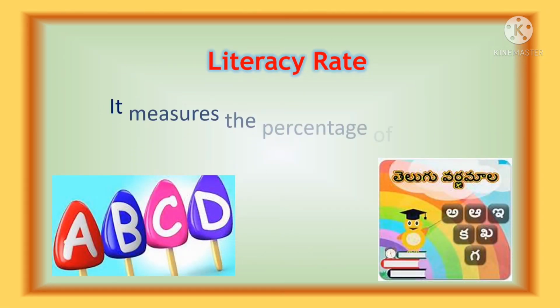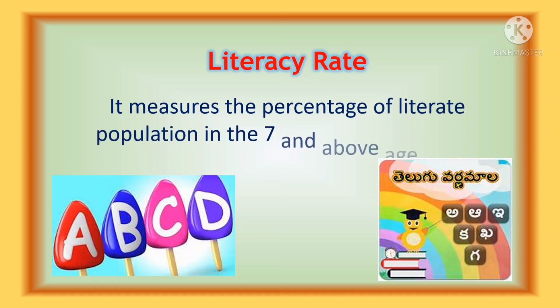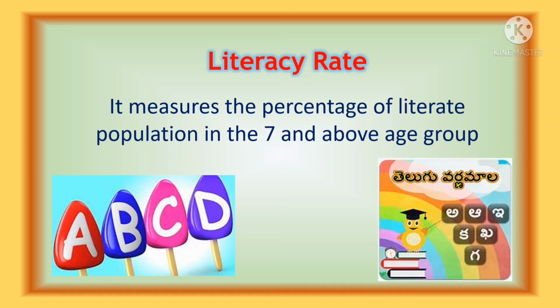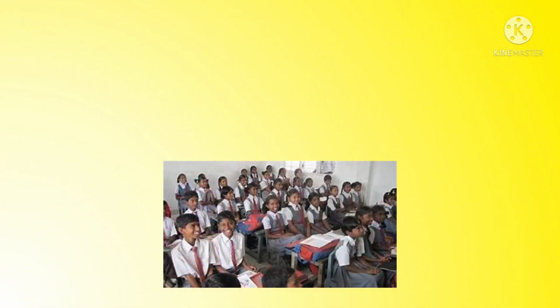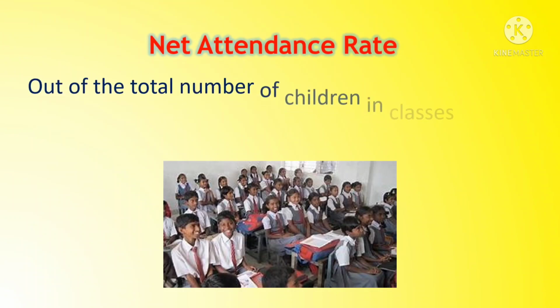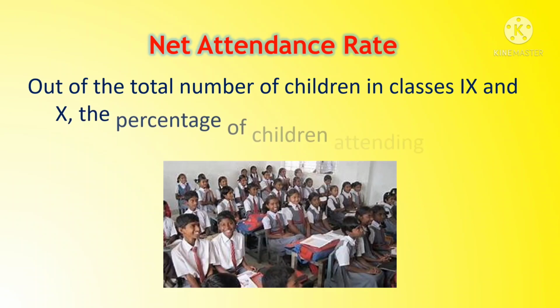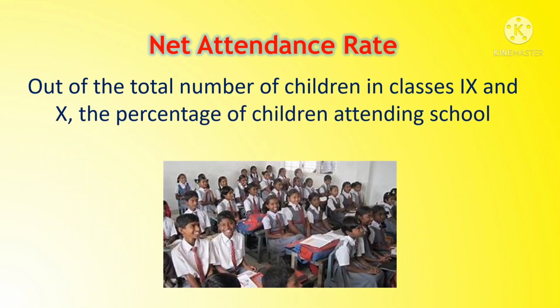The persons who are able to read and write in their own mother tongue are called literates, and the literacy rate measures the percentage of literate population in the 7 and above age group. Net attendance rate: out of the total number of children in class 9th and 10th, the percentage of children attending school.